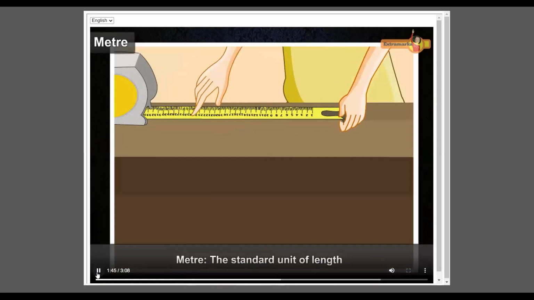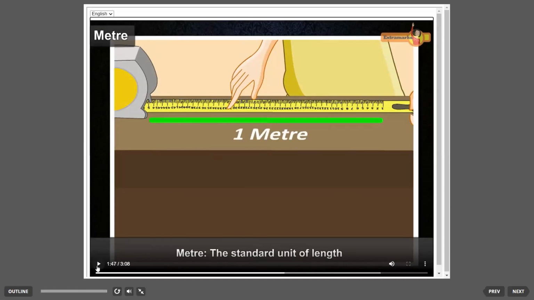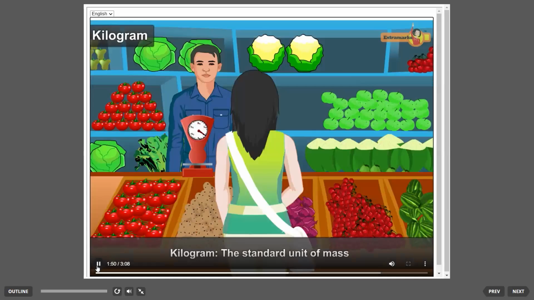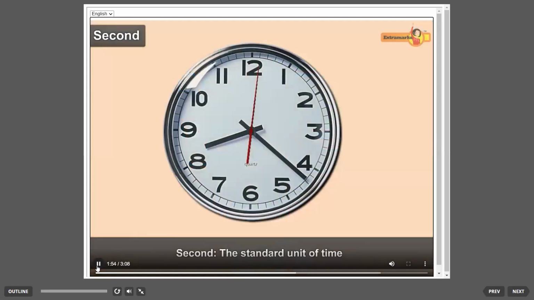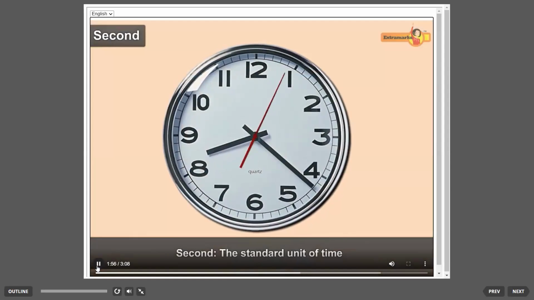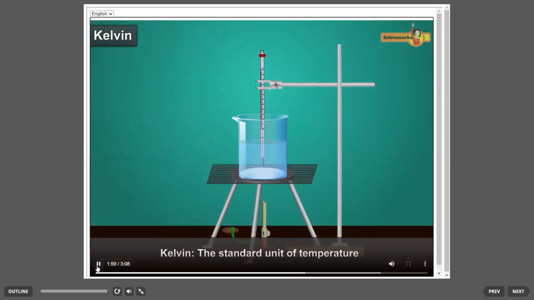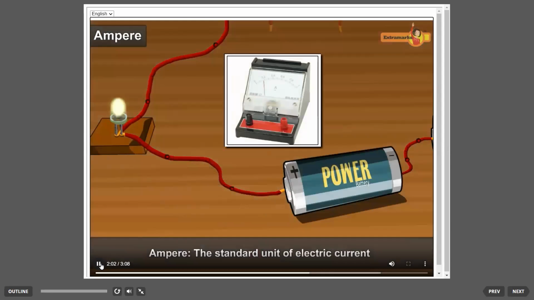Meter is the standard unit for measuring length and distance. Make a note of it. Meter is the standard unit of length. Please make a note in your notebook. Kilogram is the standard unit of mass. Second is the standard unit of time. Kelvin is for temperature, and ampere is for measuring electric current. So please write all this down in your notebook.